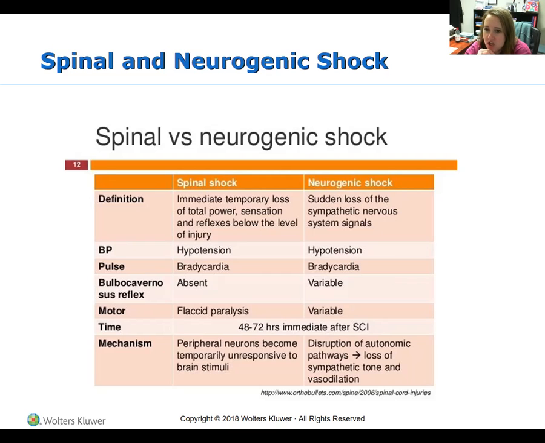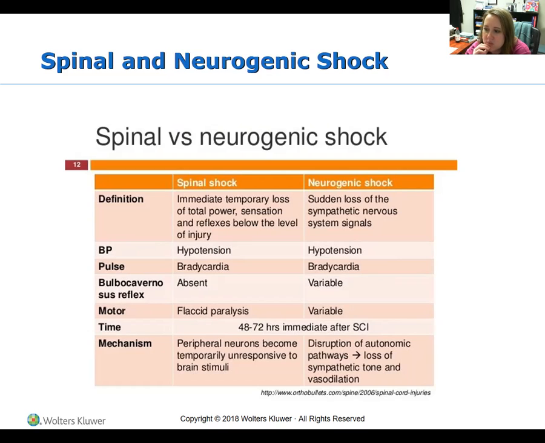And then your neurogenic shock affects your entire nervous system versus your spinal shock just affecting your spinal cord. So your entire nervous system is affected with a neurogenic shock. And this usually occurs with high level of injury on the spine. So a T6 or above is usually indicative of neurogenic shock.